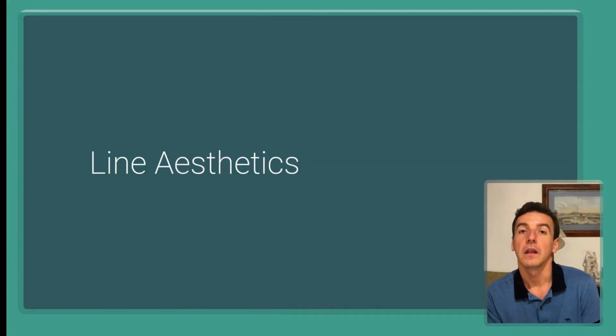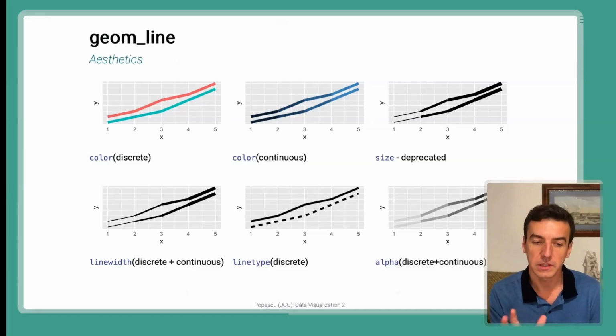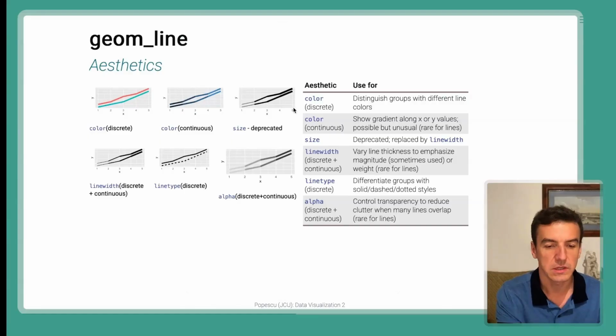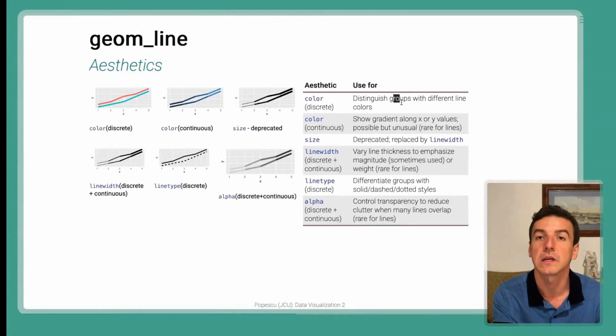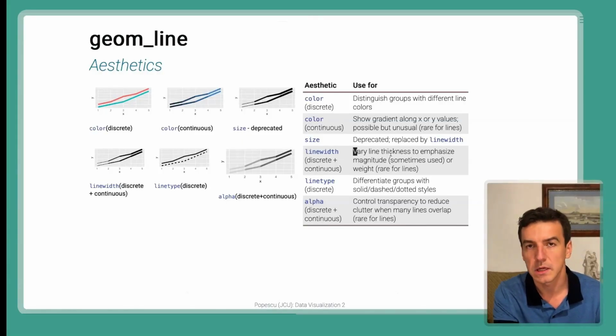Okay, line aesthetics. So these are the different line aesthetics that you could conceptually have or technically have, but here too, some are more rare than others. So let us look at the different choices. So color discrete, when you're representing lines like this, this means that you want to distinguish groups with different line colors. Color continuous, you can show gradient for lines, but as you might imagine, that's very rare. You can also use line width for both discrete and continuous variables, but I would say both of them are rarely used.